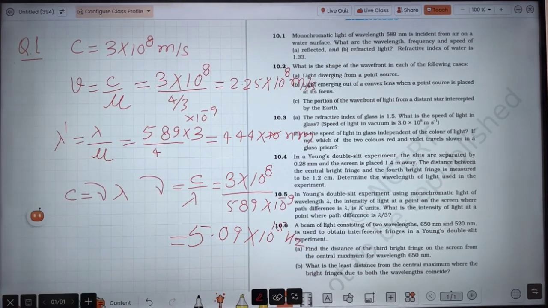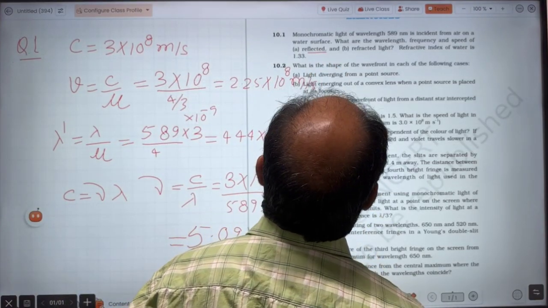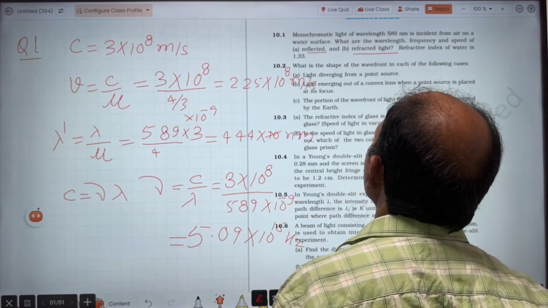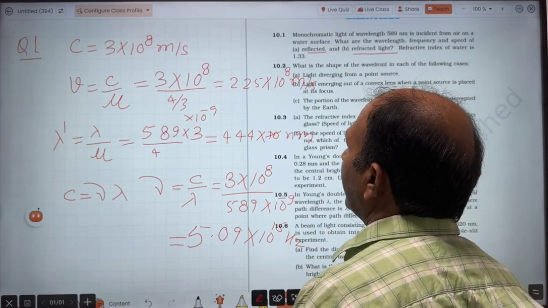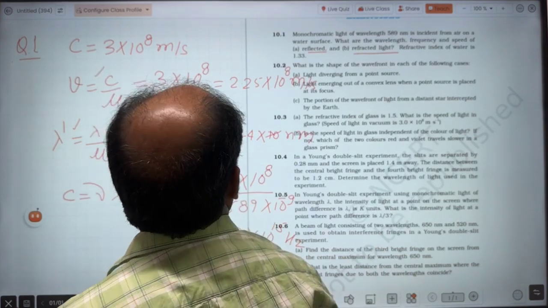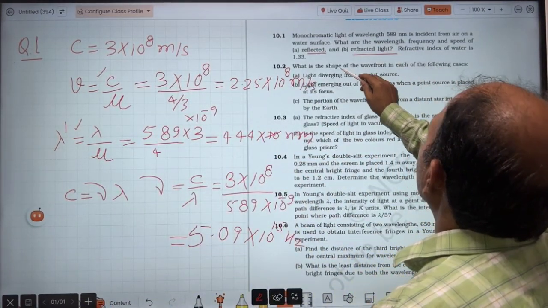So did we get all the values? Wavelength, yes. Frequency will remain same. Speed we have found, yes. So in case of reflected light, no change will occur. Everything, means every factor, will remain same. But in case of refracted light, two things will change, and that will be lambda and v. Correct? You have understood.